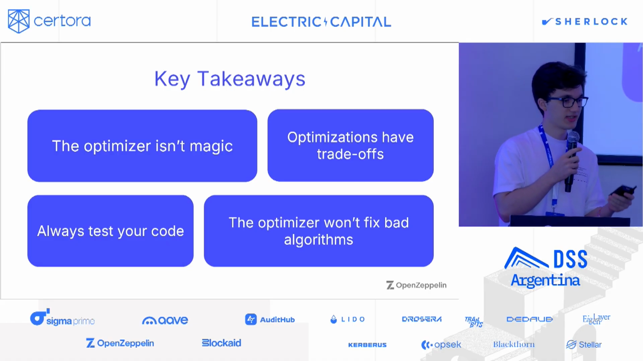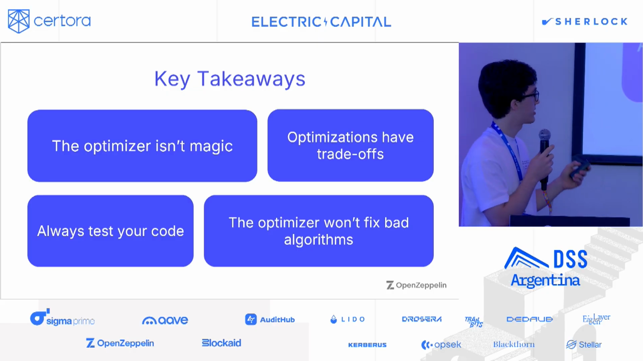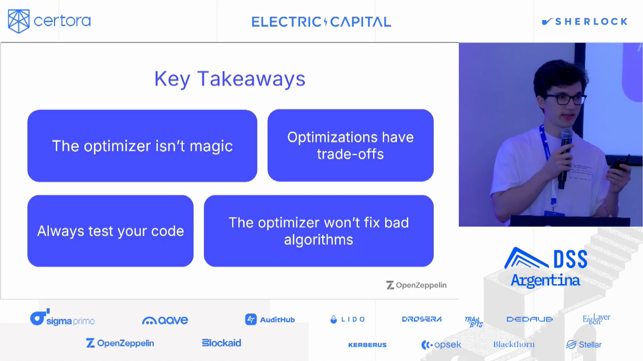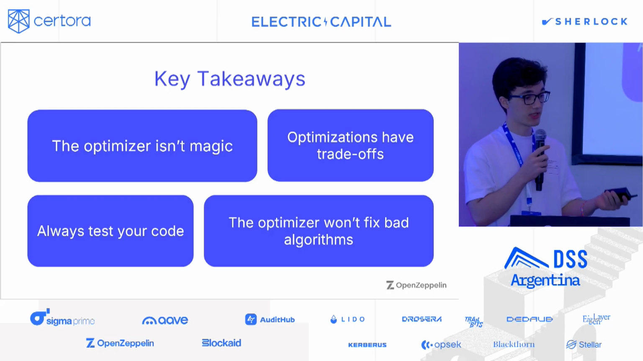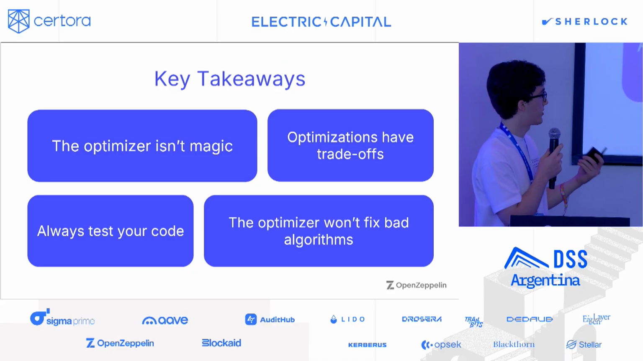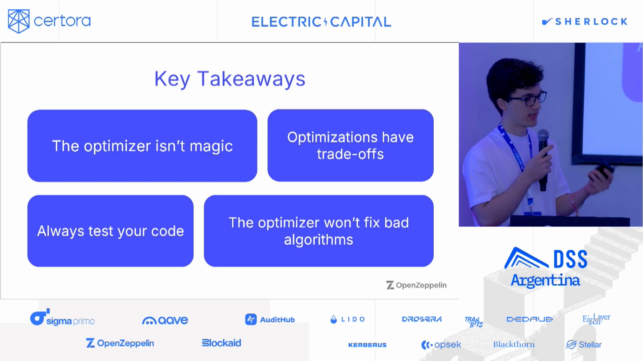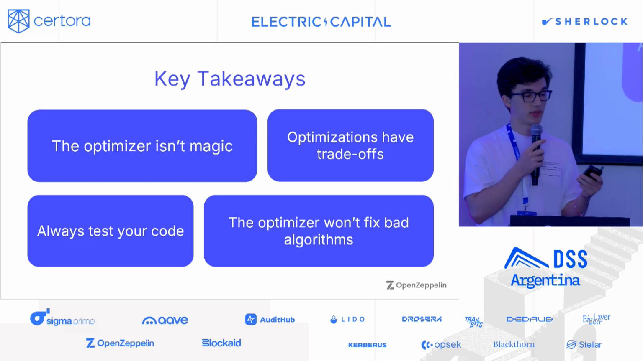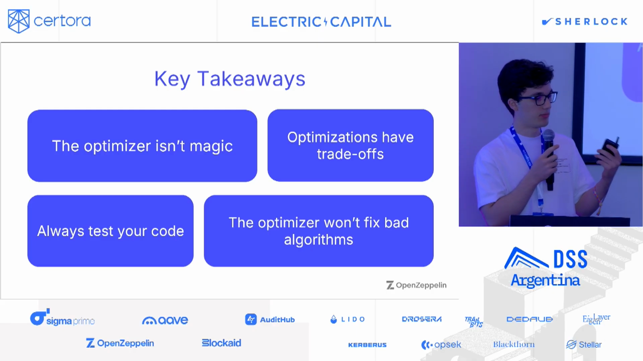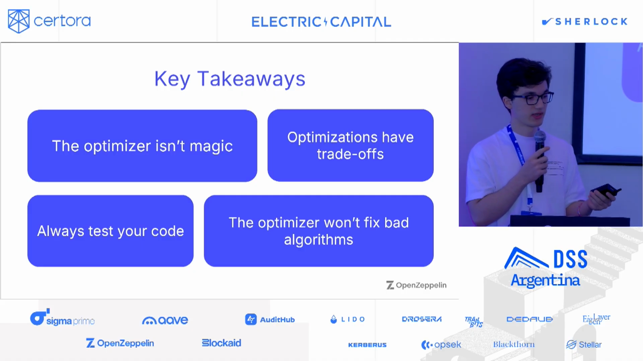To wrap up, here are the big things to remember. The optimizer isn't magic, it's just a set of well-defined rules and transformations. Sometimes they are tiny, like removing redundant opcodes, sometimes huge. And it's important to understand how the optimizer works to write good code for the optimizer. Also, the optimizer is extremely helpful, but it will not fix your bad algorithms. It can remove an extra sload, but it will not turn a big O of n squared loop into constant time magic. This part is on you.